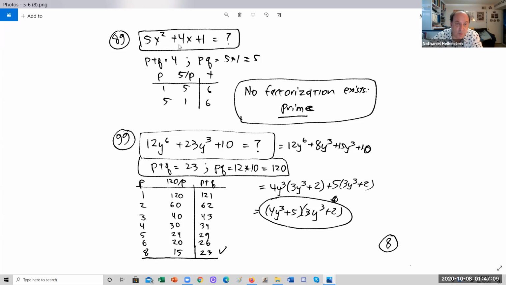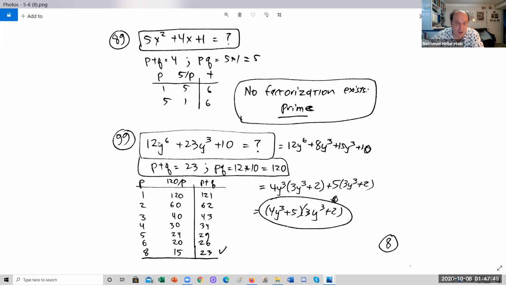Five x to the 4th plus 4x plus 1. We need two numbers whose sum is 4 and whose product is 5 times 1, which is 5. All right, whatever p is, q is 5 over p, and let's look for the sum. Ooh, problem. If p is 1, q is 5, sum is 6, which isn't 4. The only other factor of 5 is 5, and then 5 over 5 is 1, and again the sum is 6, which isn't 4, so we cannot factorize this. At least we can't factorize it in integers. So this is what's called a prime polynomial.